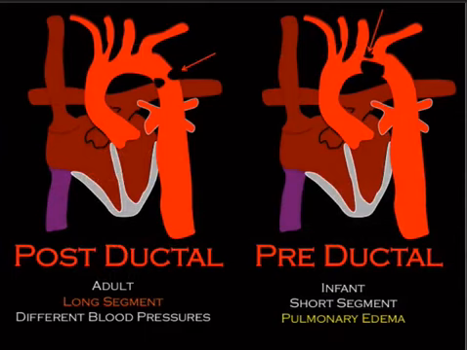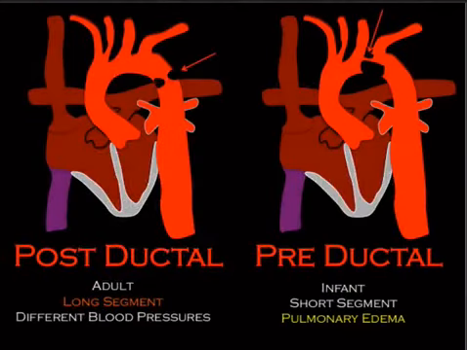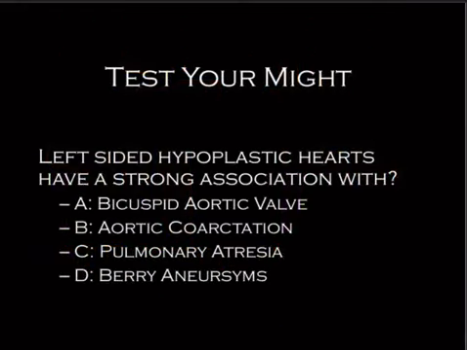So the adult form tends to be more long segment. Like I said, it will present later. The adult form, or the infantile form, is the preductal form, like premature, preemie, think about infants. Post, later in life, post, think about adults. Short segment on the preductal form, pulmonary edema. Presents early, right? Something that would make you present early, you can remember that, is the infantile type. Something that would make you present as an adult would be the adult type.